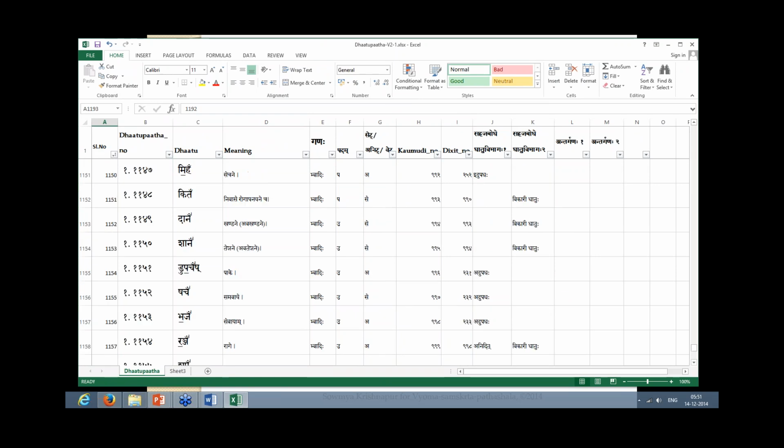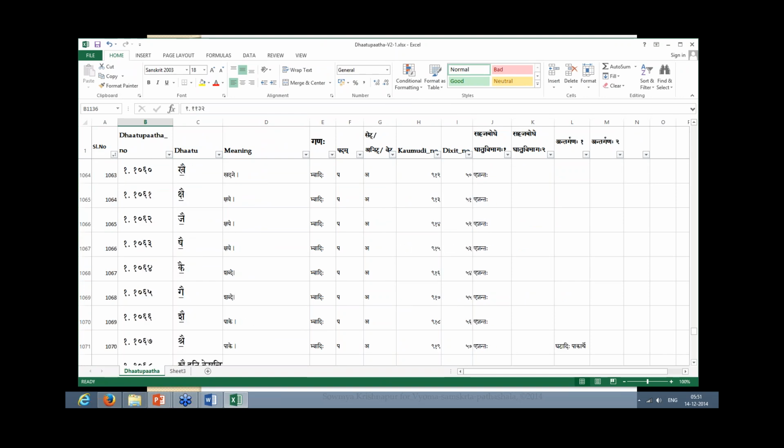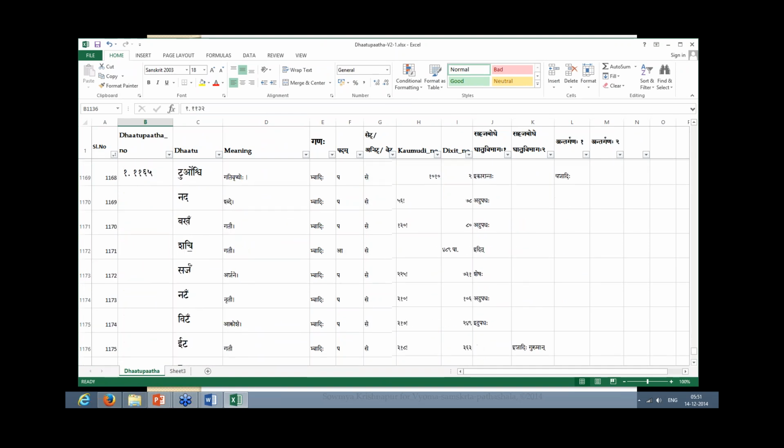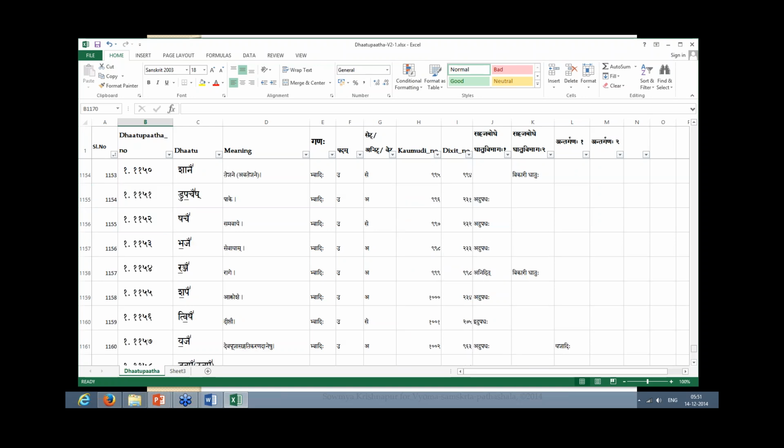So as you can see, the first number is the number in the dhatu patha, the main or the original dhatu patha. So there will be some which don't have a number, which means it is not there in that dhatu patha. But they are considered in some other books like the Kaumudi or Pushpa Dikshit herself. She might have some of those.